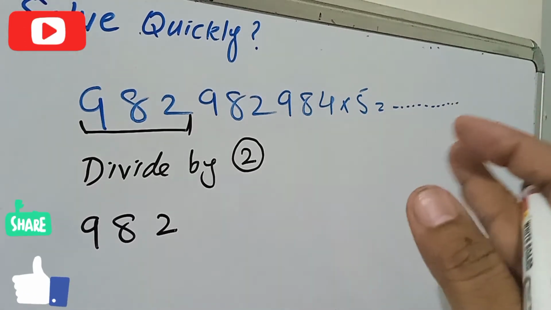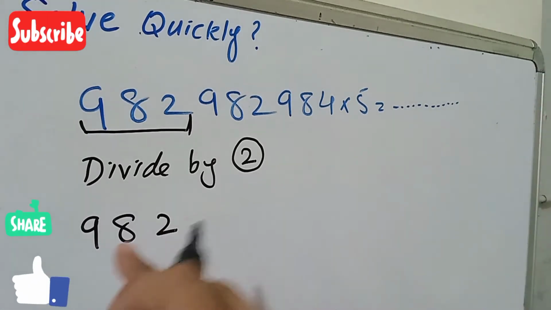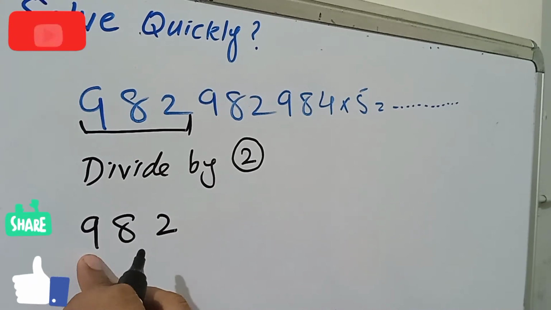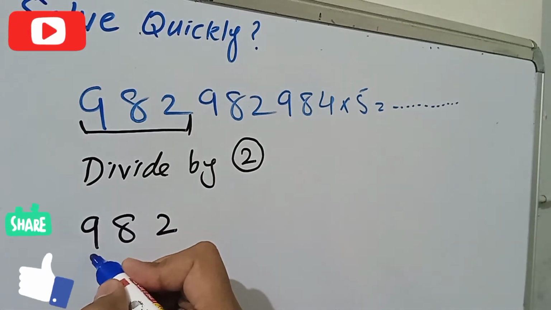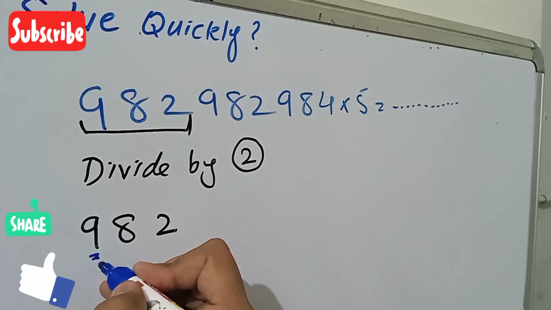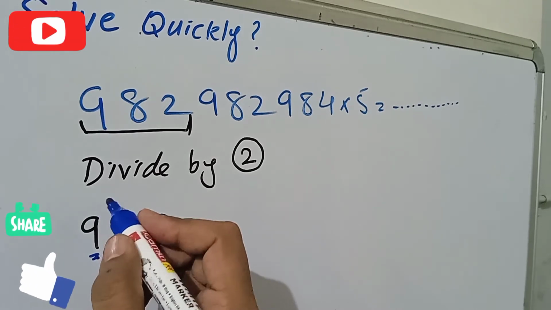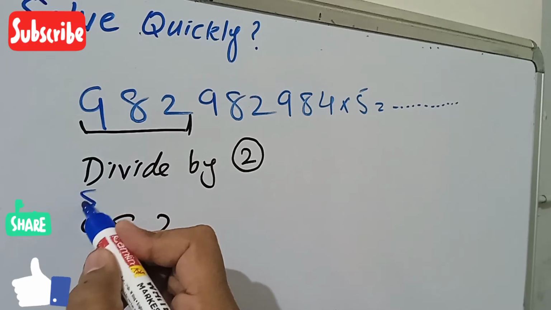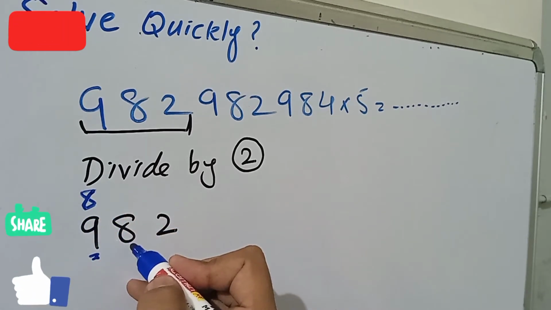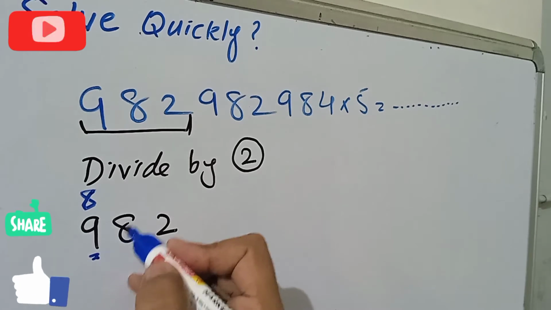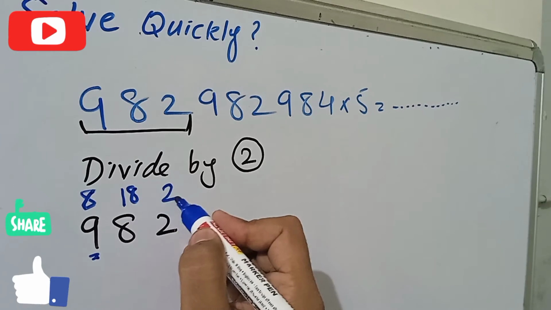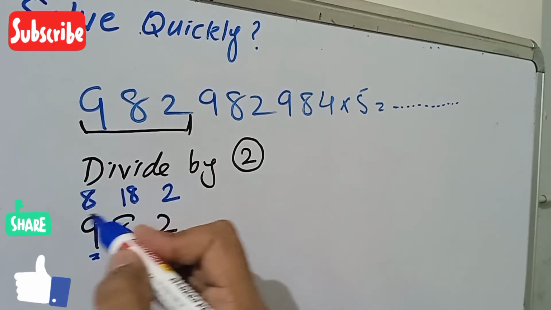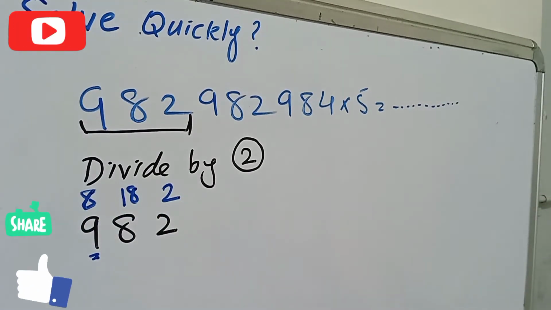Now I have to divide it by 2 and identify the odd number. Here it is the odd number. You need to identify the odd number first. We have to make this an even number, which means this will become 8. Now we have one remaining carry. We have to carry it. It will become 18. Now this is 2. Now all the numbers have become even numbers.